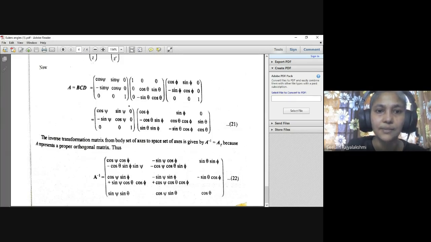The inverse transformation matrix from the body set of axes to the space set of axes is given by A inverse equals A transpose, because A represents a proper orthogonal matrix. Thus, by solving this, we obtain A inverse equals A transpose. So this is the final output.